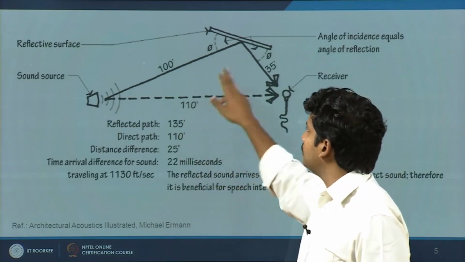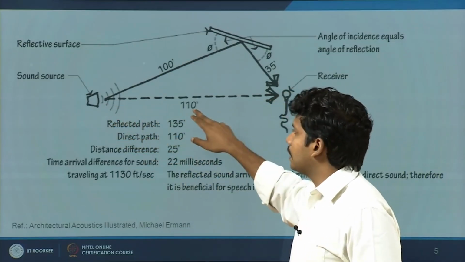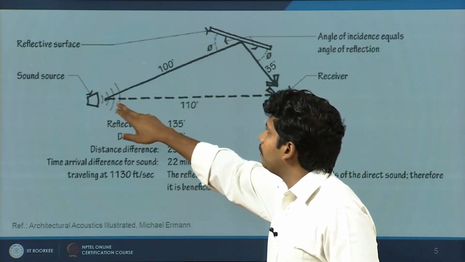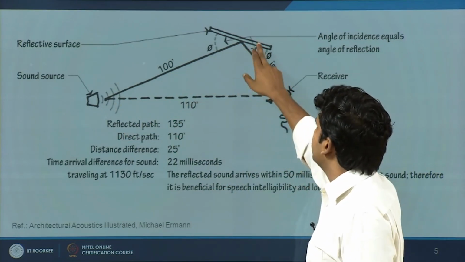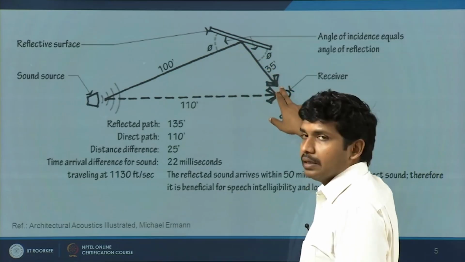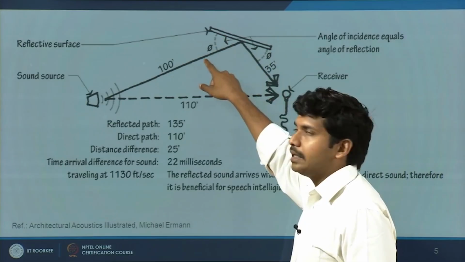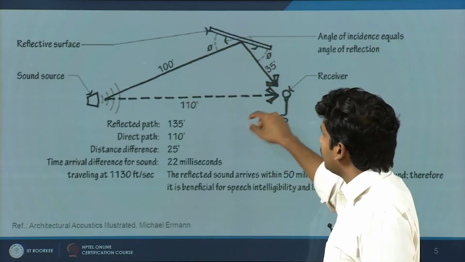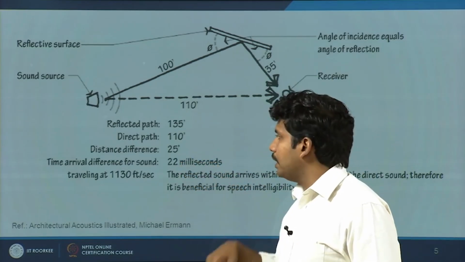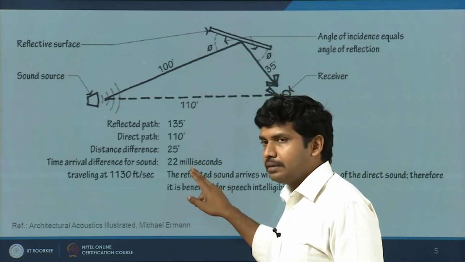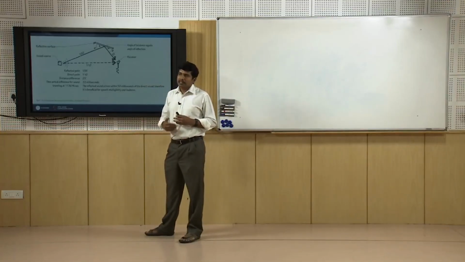direct and reflected path differentials. Say imagine there is a direct sound, the distance is 110 foot, the reflected path is 100 foot plus 35 foot, with an angle theta, where the incident angle is equal to the reflected angle. So this difference works out to be 25 foot. If you convert it, you get 22 milliseconds, which means it is an early reflection, which is actually enhancing your direct sound signal.